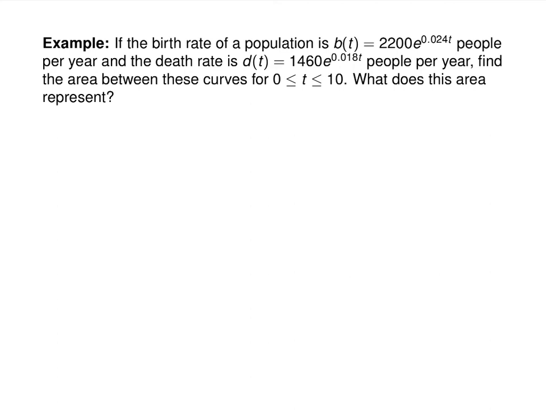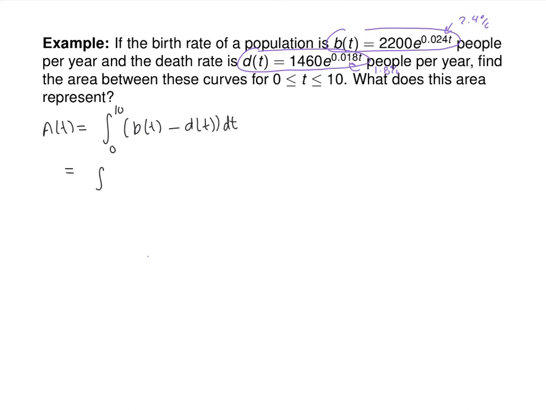Now, if you are to graph these curves, they're both exponentially increasing, but this one begins at time 0 at a higher value. So B of t, and also the rate of growth, is actually 2.4% versus this 1.8%. So curve B is always going to be above curve D. And so the area between these curves is going to be the integral from 0 to 10 of B of t minus D of t.